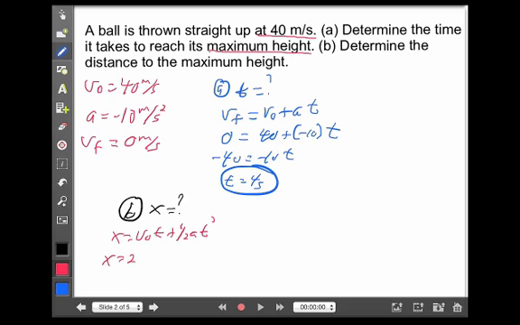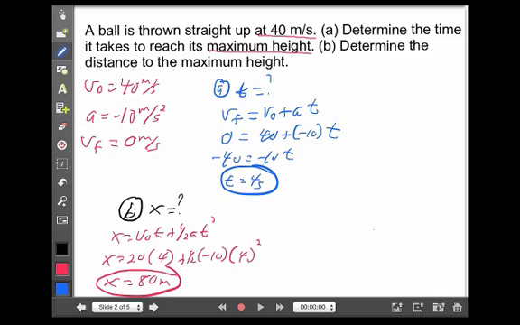Knowing that I have an initial velocity of 20, it takes 4 seconds to get to the maximum height. I have an acceleration of -10. And that gives me 80 meters of total height. That's one way I could have done it.